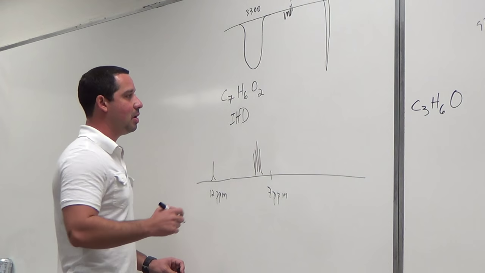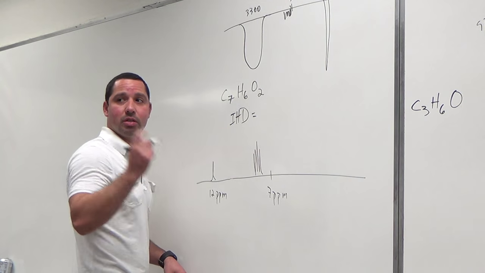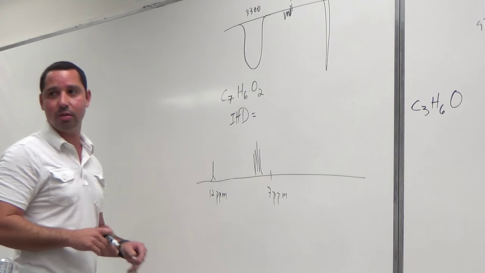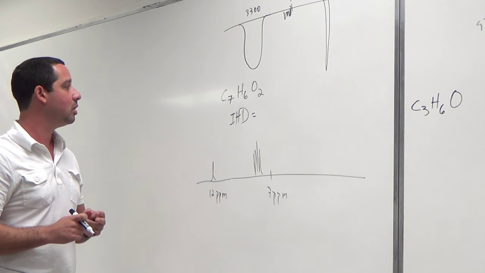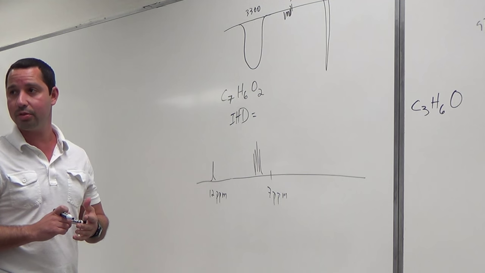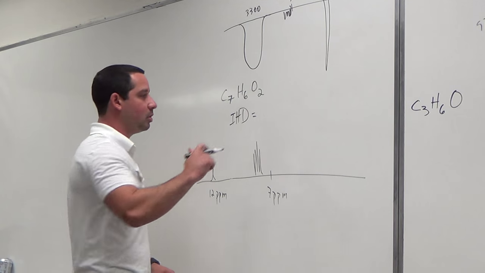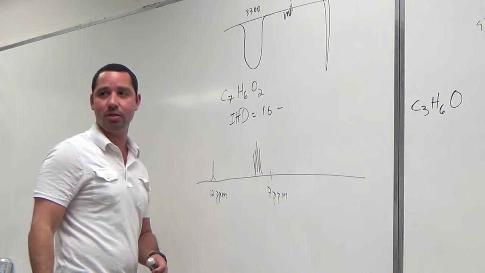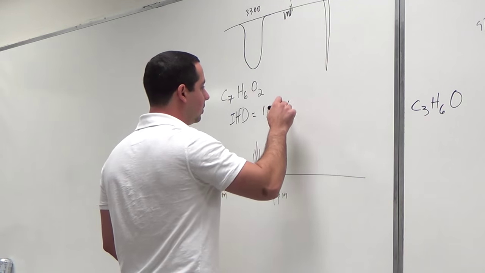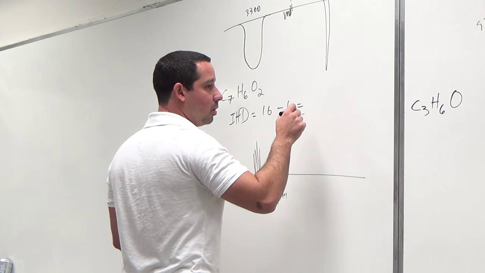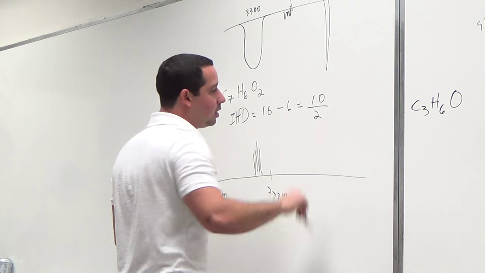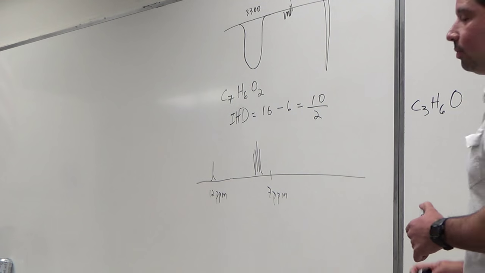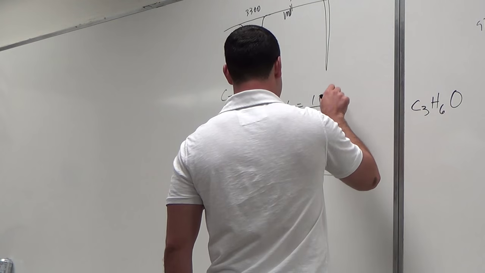But let's say the IHD is what you expect to have if there were no double bonds, for seven carbons. How much is that? Seven times two is 14, plus two is 16. Forget about the oxygens. Minus what you have, which is six. How much is this? 10. 10 divided by 2, because every time you make a double bond, you take two hydrogens away. How much is this? 5.